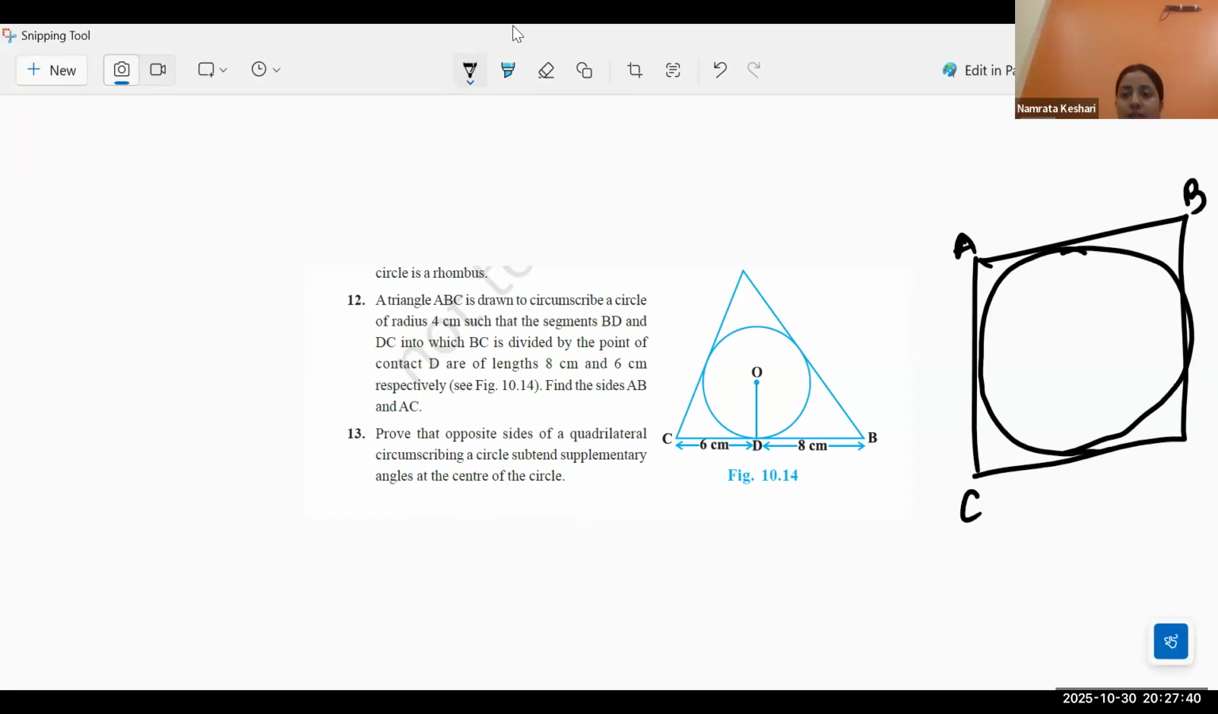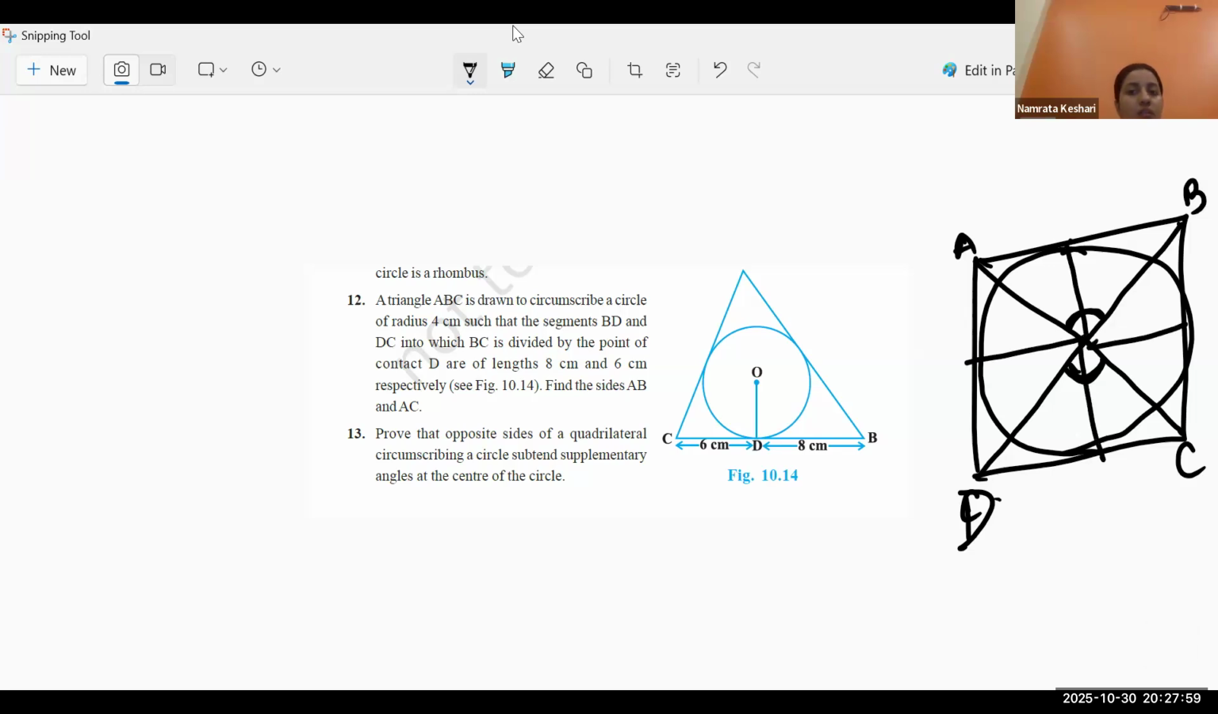opposite sides A, B, C, D make angles at the center, but these two angles are not random angles. These two are supplementary with each other. So what you do is just join the points of contact. Easily you will be able to prove, this is P, this is Q, this is R, this is S, that triangles APO and ASO are congruent with each other. Easily. I'll show you in the next class how.